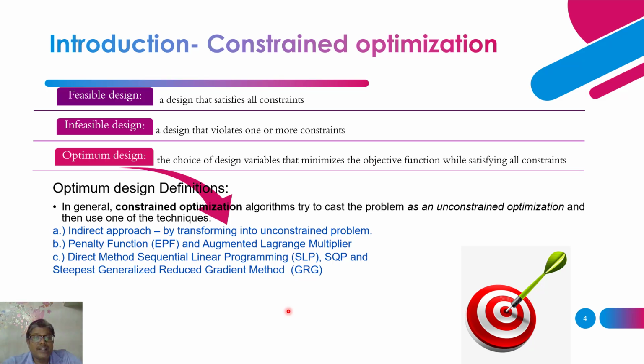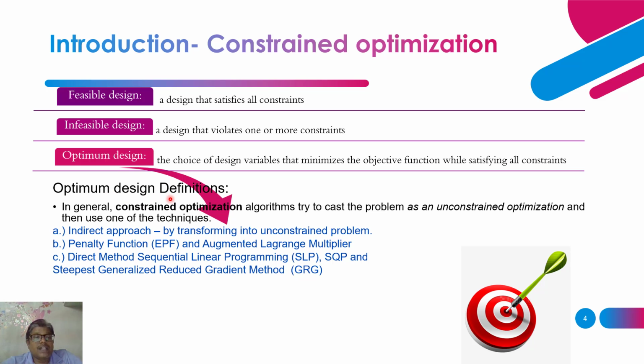As for the optimum design, it is the choice of variables out of the n design variables. We give a limit to the variable, from this range to this range, and that choice does the minimization or maximization of the objective function. At the same time, it satisfies all the constraints. That we call an optimum design. So the choice of design variables that minimizes the objective function while satisfying all the constraints is called an optimum design. Based on that, we're going to define what optimum design means.